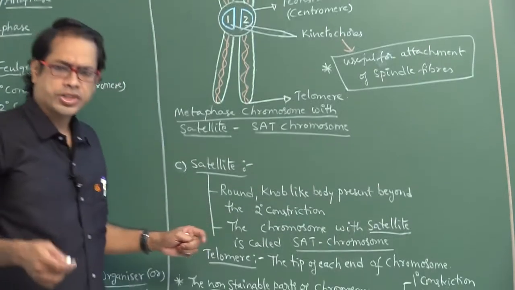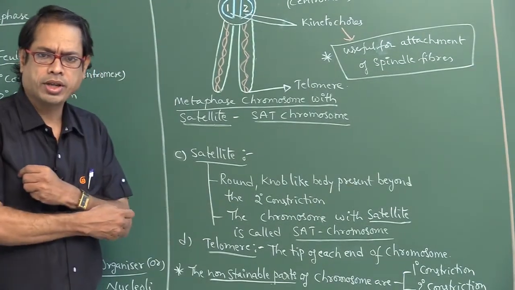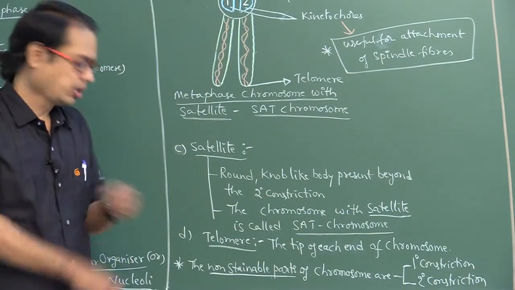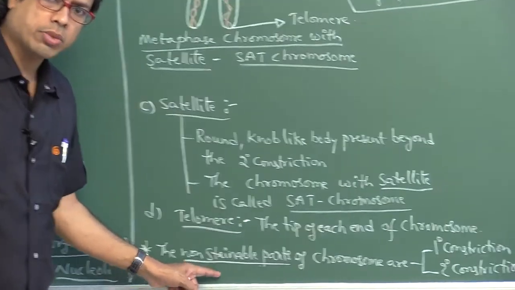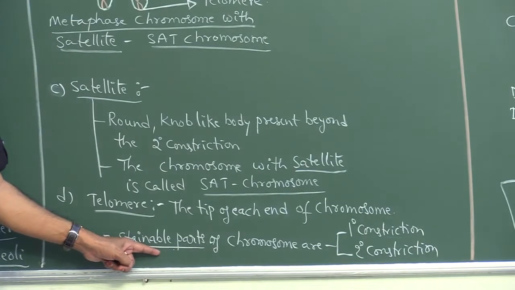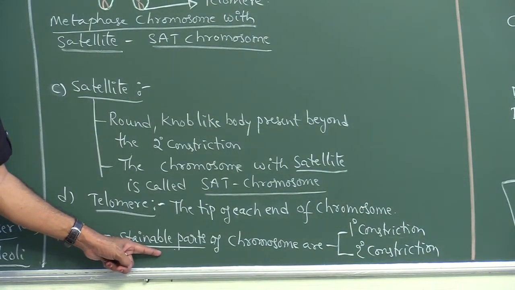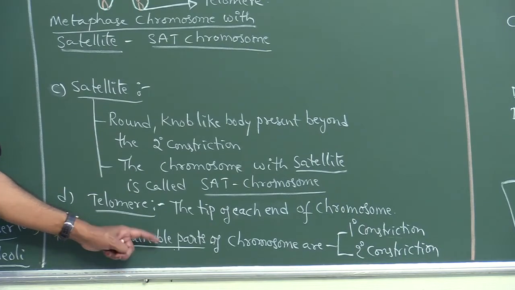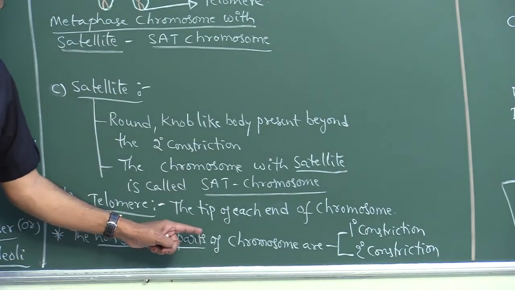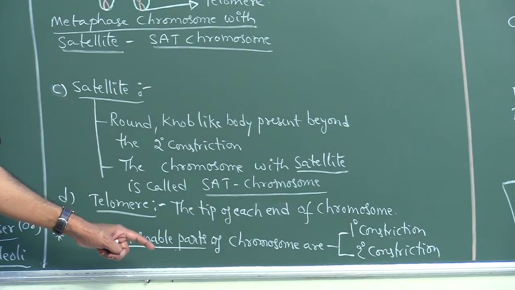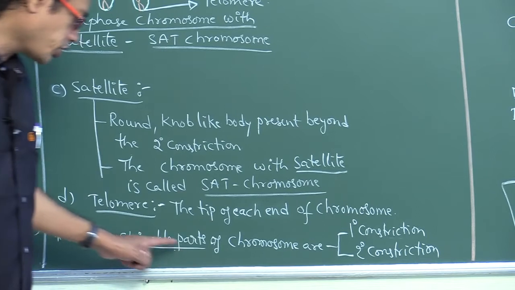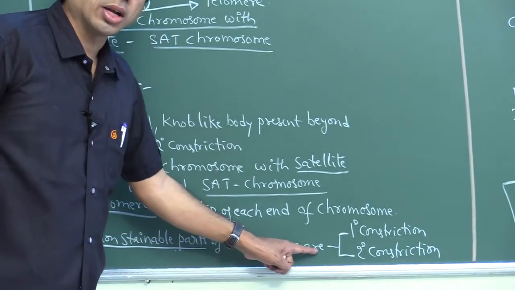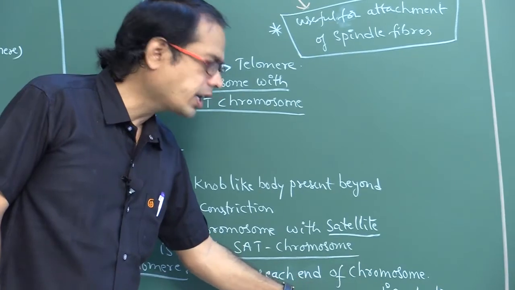If a stain is applied, all the parts of the chromosome will take the stain, but only two parts cannot. These are the non-stainable parts of the chromosome, which do not receive the staining substance. What is the staining substance of chromosome? Acetocarmine or Feulgen. The non-stainable parts are the primary construction and the secondary construction. Those two parts will not take the staining substance.